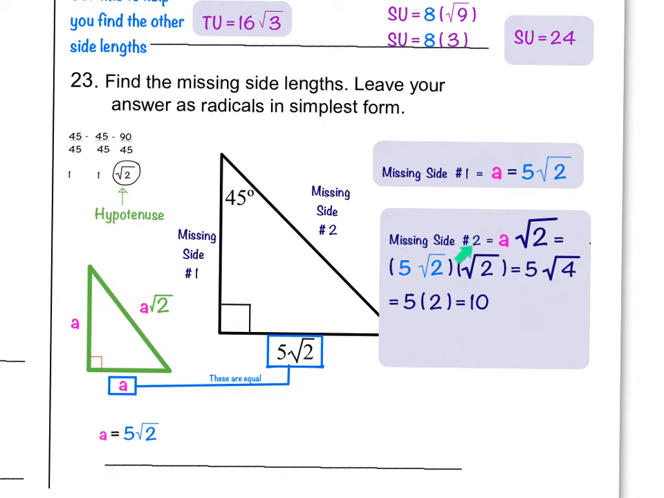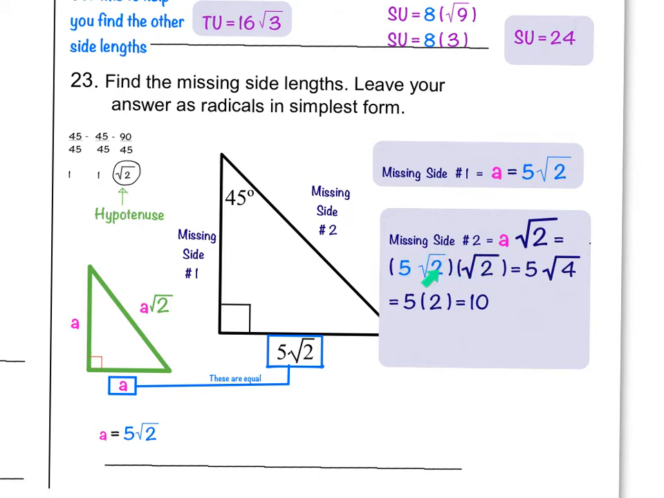Missing side number 2 is a little bit more complicated because missing side number 2 is my hypotenuse. So that one is not A. That one is A with the square root of 2. So missing side number 2 is an A with the square root of 2. And I know A. A is 5 square root of 2. So I'm going to put that in the A spot. And I have a 5 square root of 2 here. So these should go next to each other. This is A and this is square root of 2.